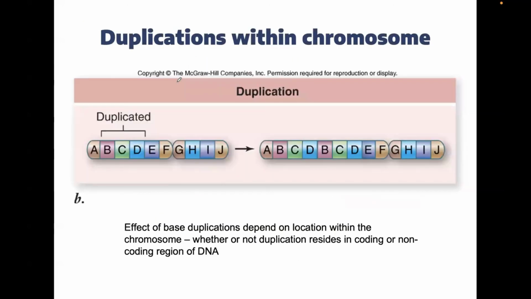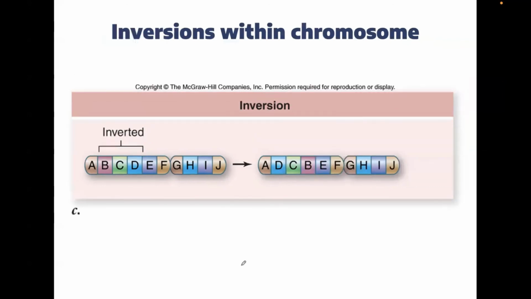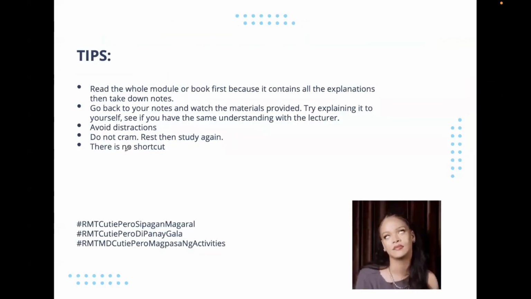And then the duplications within chromosome is its effect of base duplications depending on the location within the chromosome, whether or not duplication resides in coding or non-coding region of the DNA. And then inversions with chromosomes, ito po siya, inverted na. And that concludes our review of the special topics for your molecular biology and diagnostics.